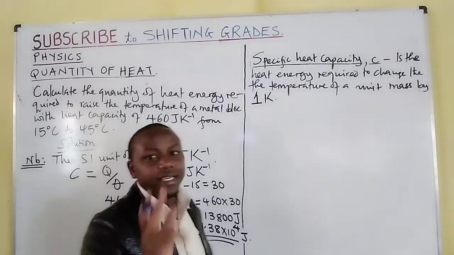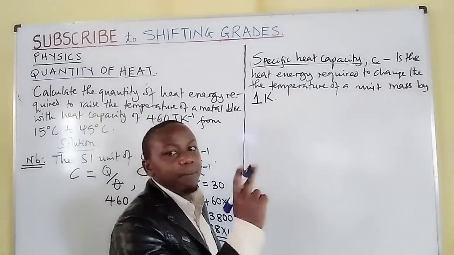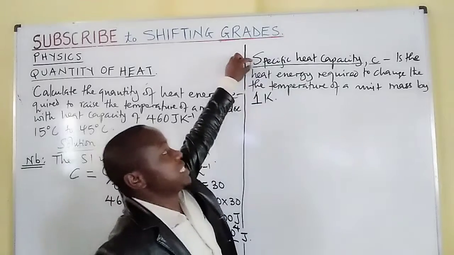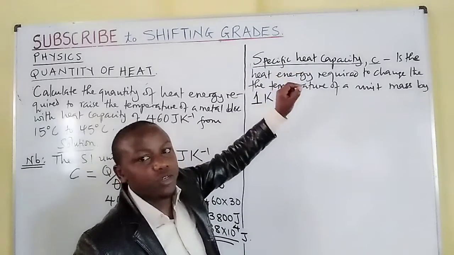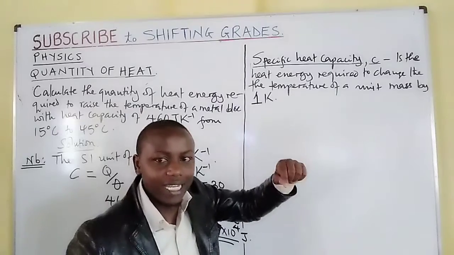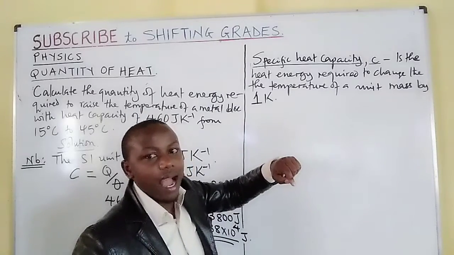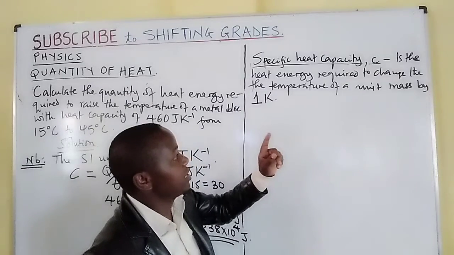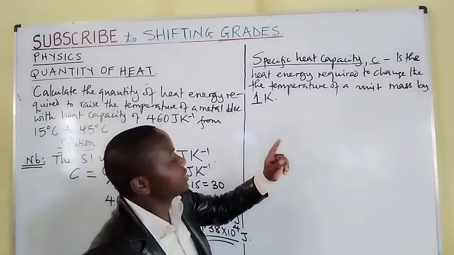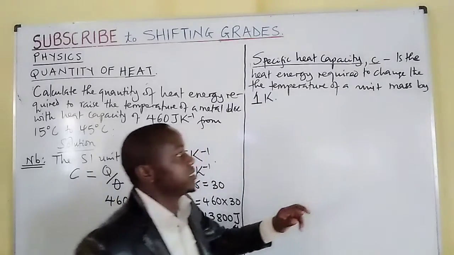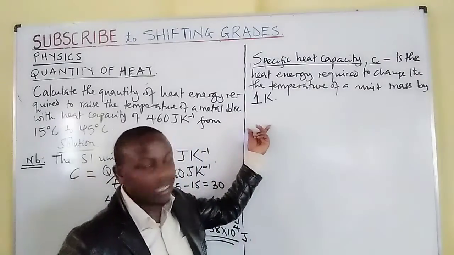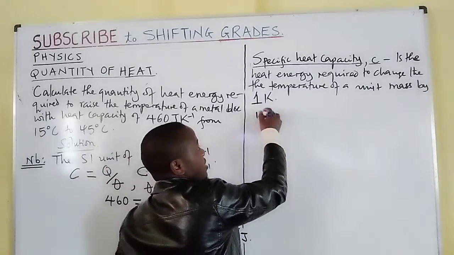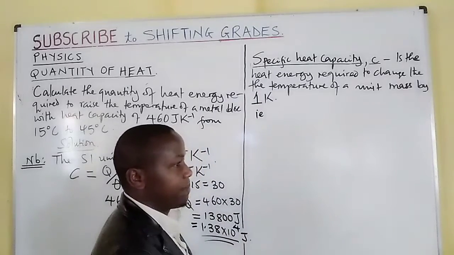Therefore, under heat capacity, we say that it is the amount of heat energy required to change a given mass. But specific heat capacity is the amount of heat required to specifically raise a mass of 1 kilogram, a unit mass, by 1 Kelvin. We call it specific heat capacity. This is what we mean.